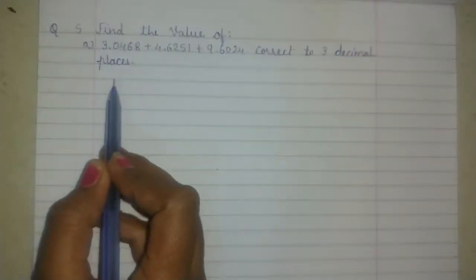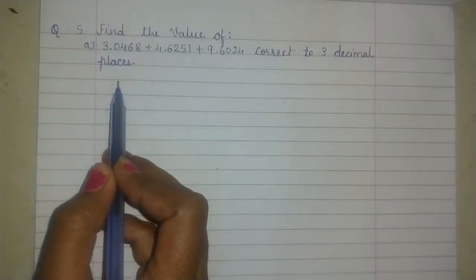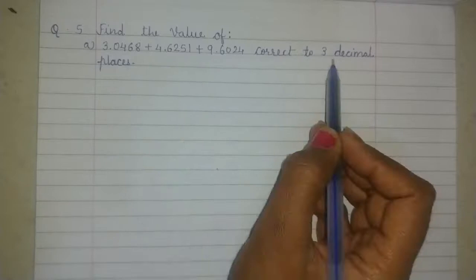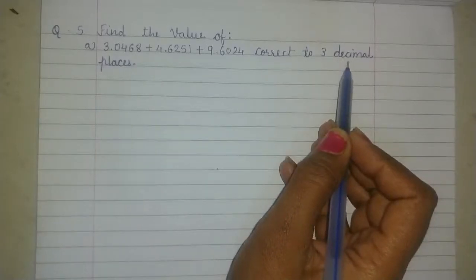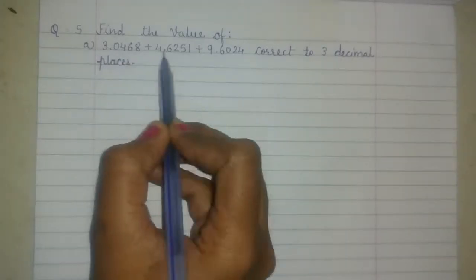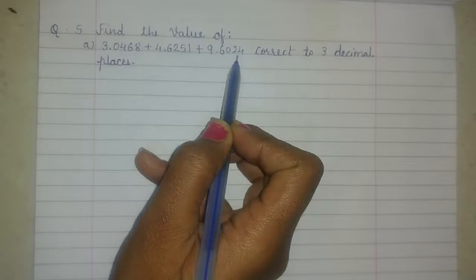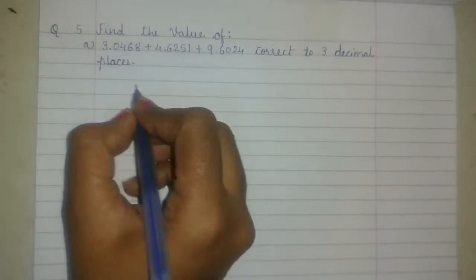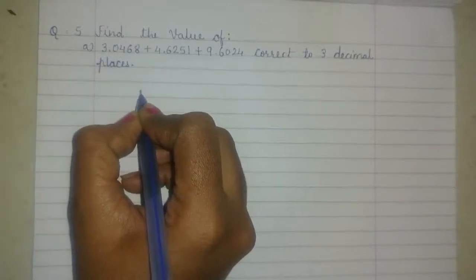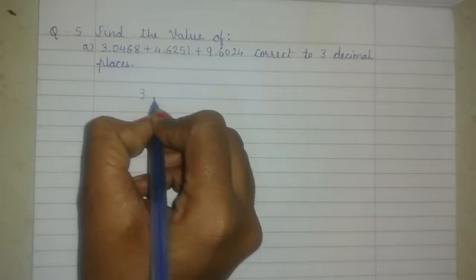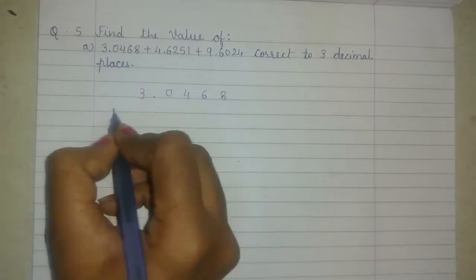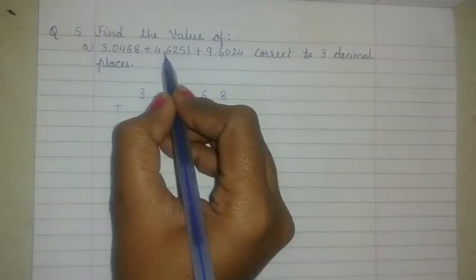Okay, so students, correct to 3 decimal places means we have to round off to 3 decimal places. But before that, what will we do? We will do addition of these 3 numbers. Okay, so let's start addition. So we'll write 3.0468 plus.